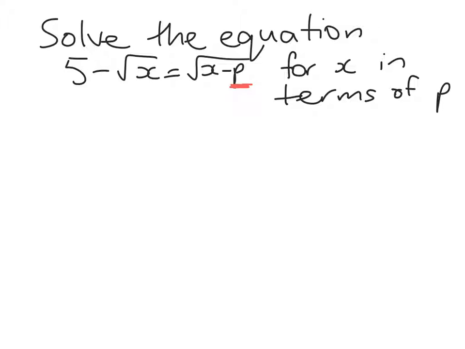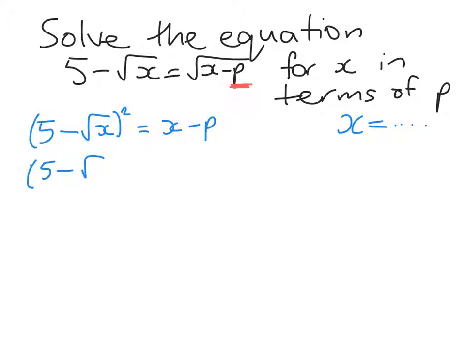What we're going to do first is to square both sides, and my goal is to end up with x equals blah blah blah. So squaring both sides, let's see what we get. 5 minus root x squared is equal to x minus p.